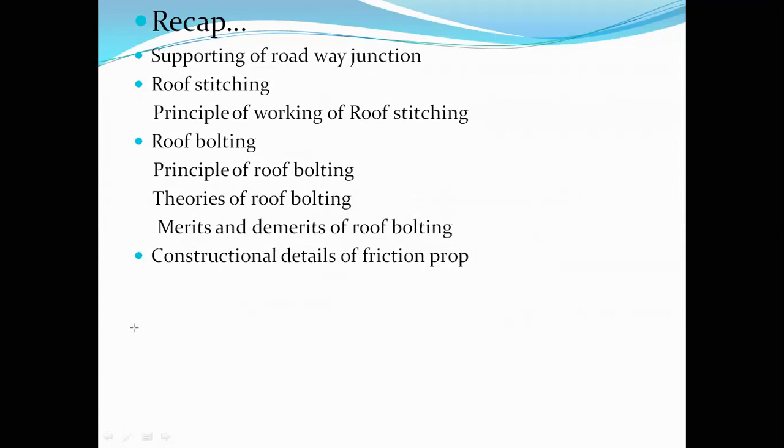And apart from these topics, we also discussed the construction details of the friction prop. The friction prop is also known as a yield prop, as I explained in the previous video lecture. Why is it so? Because it consists of two telescopic members, where one moves inside the other, and those two members are clamped together by means of a friction block placed between them.